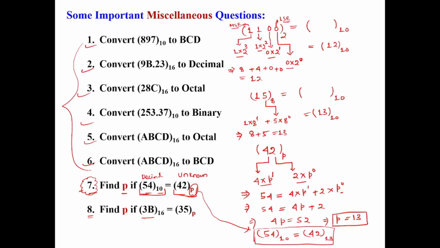Likewise, you can do this one. Here in question number 8, it has been given that 3b, which is in the hexadecimal number system, you have to convert to an unknown number system. So how are you going to do this? Here we have to convert this number 3b, which is in hexadecimal, to 35 having unknown number system p. We have to find out p. What we have to do? We have to convert this left hand side hexadecimal to decimal. Then we have to convert this one to decimal. Then we are going to solve.